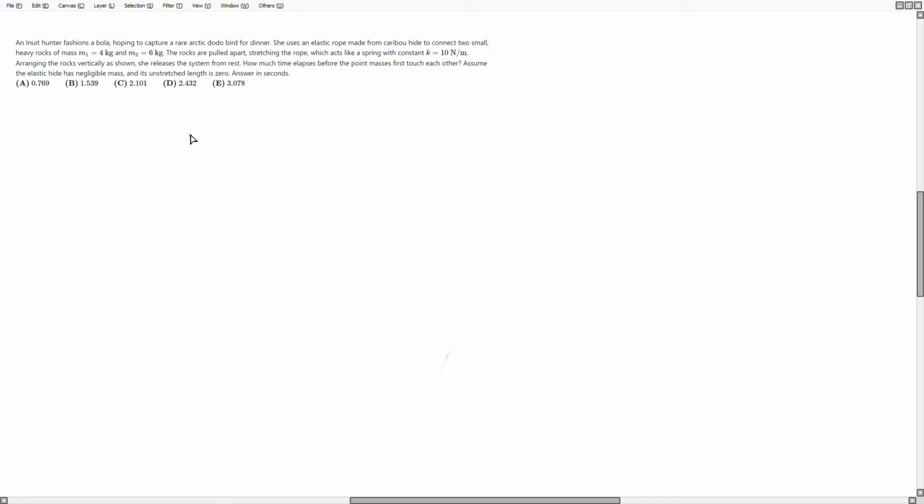This problem is from the 2016 Sir Isaac Newton Physics Contest. The essence of this problem is simple. We have two objects, one of mass m1 equals 4 kilograms, connected via a spring to another mass that's slightly larger with a mass of 6 kilograms. Now we're going to drop these two objects from rest, and we want to figure out when these two objects will first collide.